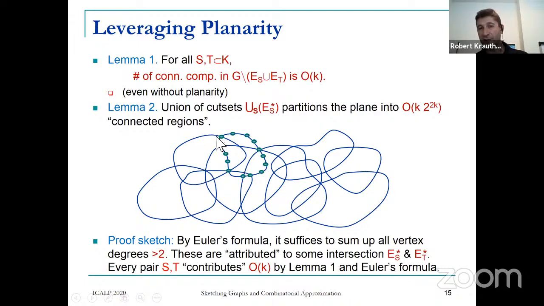Every time I have such a thing, like this vertex of degree 4, I say, well, this came from two cycles, S and T, because it's degree 4. I want to charge it to S and T. So how many choices of S and T do I have? 2 to the K choices for S, 2 to the K choices for T. And for each pair, I can only charge it something like order K times because of the first lemma. That's what you need to show. I'm skipping that part, but it's basically by lemma 1 and then counting how many choices for S and how many choices for T.